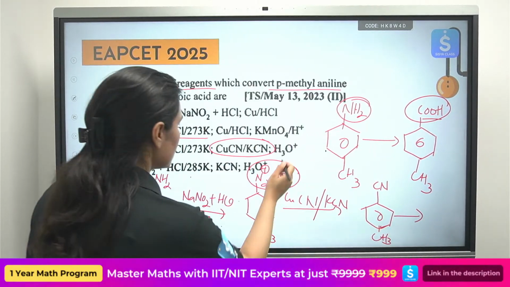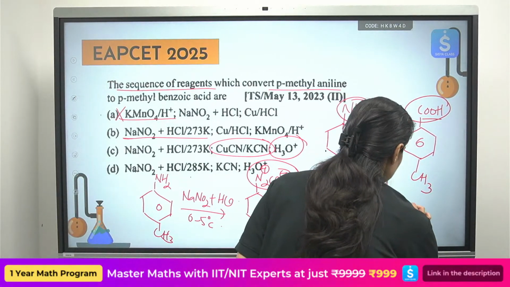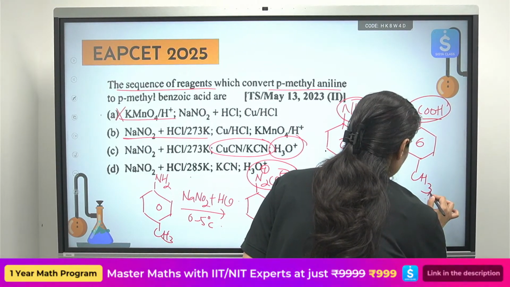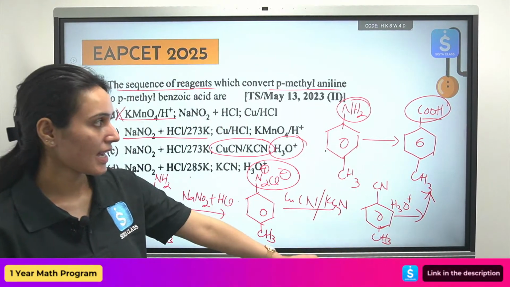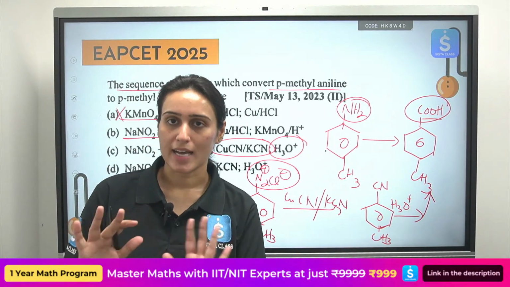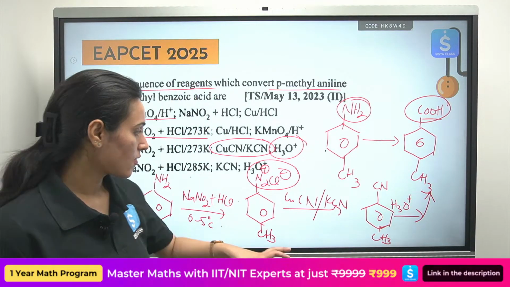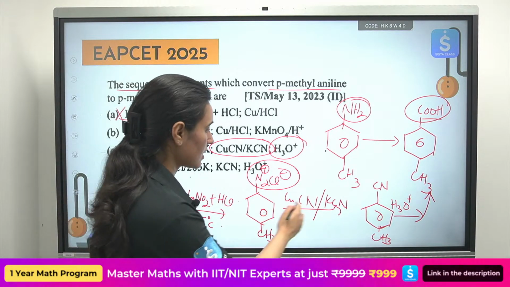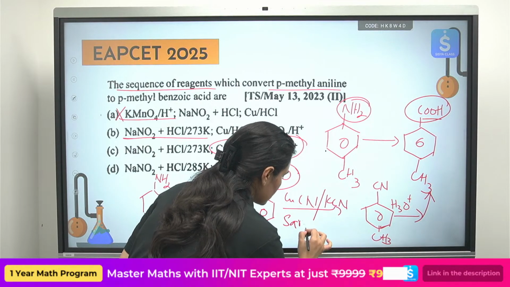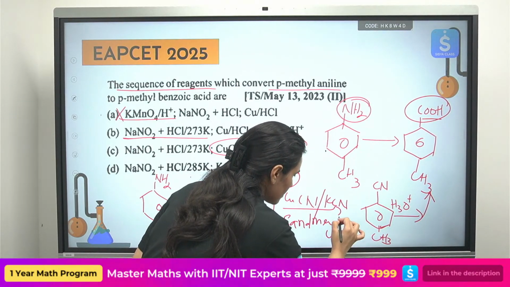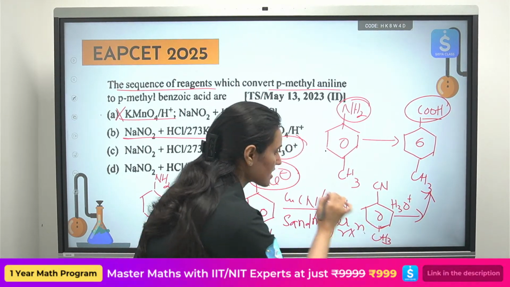And finally, do the hydrolysis. And that will give you this product. Cyanide on hydrolysis gives you a carboxylic acid. That is how you can proceed. And what is the name of the reaction that we have written here? This is the Sandmeyer reaction. It is a name reaction, so please remember it.